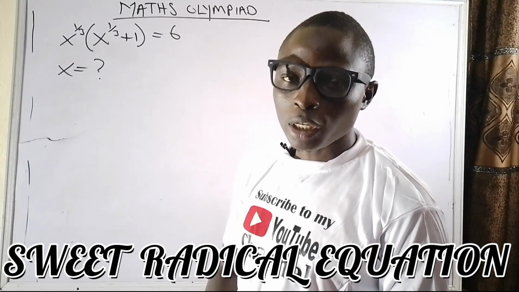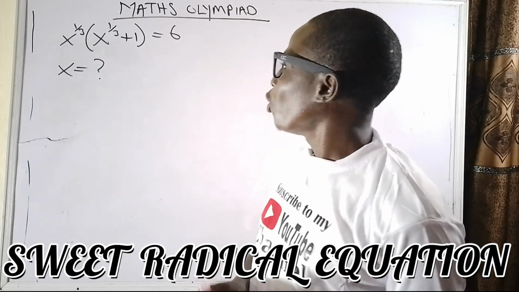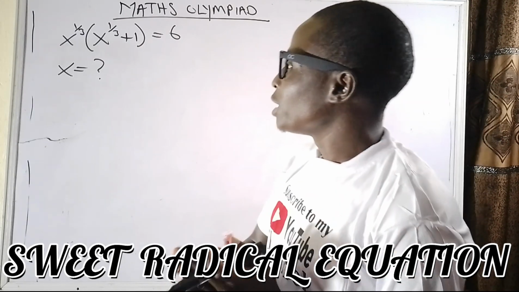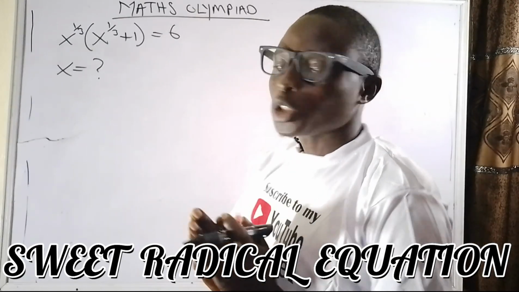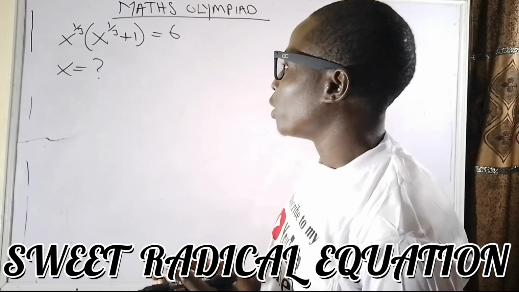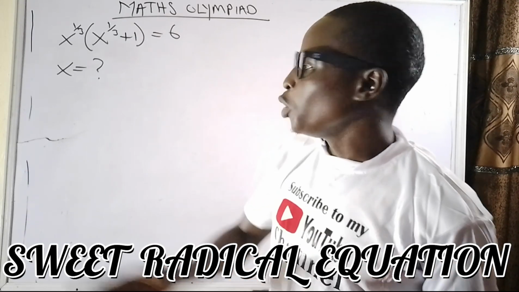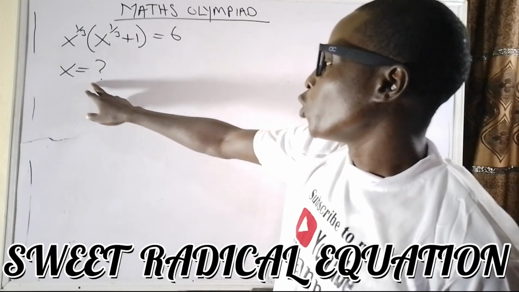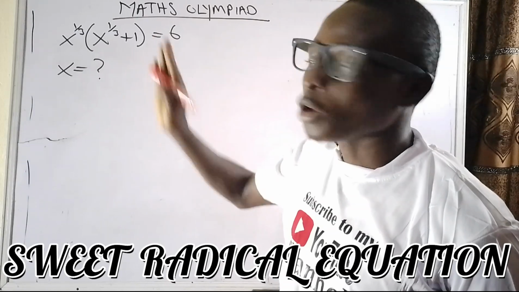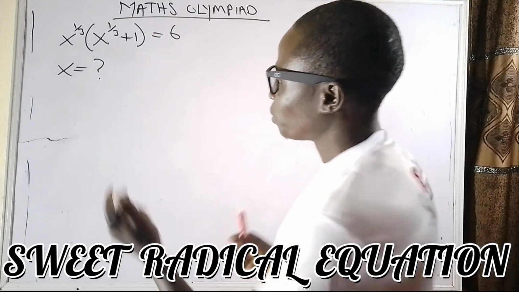But today, we are going to solve one Olympiad question. This question says x raised to the power 1 over 3, open bracket, x raised to the power 1 over 3 plus 1, close bracket, is equal to 6. And we are asked to find the value of x. So let's see how we can go about solving this simple radical equation.